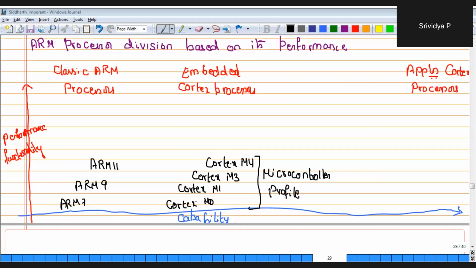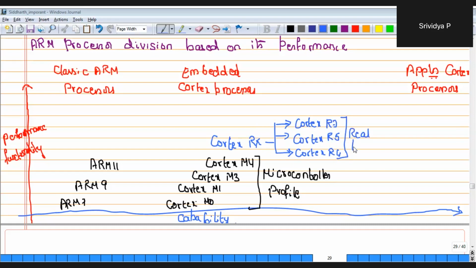Apart from M0 to M4, we also have the Cortex R series. I'll call it Cortex RX. Again, there are three types under this Cortex R series: Cortex R4, Cortex R5, and Cortex R7. Cortex R4, R5, and R7, in general the Cortex R series, is used for the real-time profile.